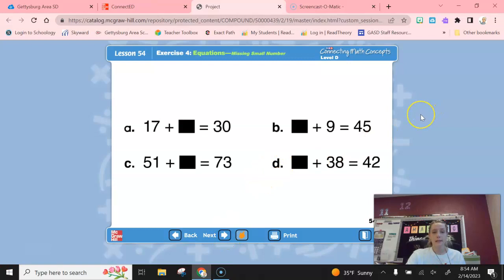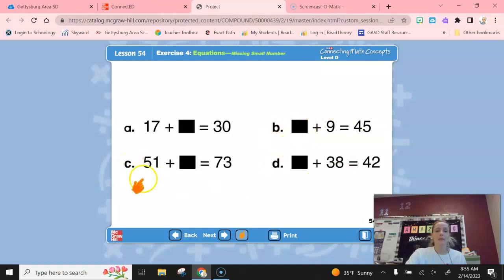Okay, so look at these. We've talked about this before. This is addition. That means we have 2 addends in our answer, or our sum. So if we're missing an addend, what do we have to do with our answer and the addend that we do have? Right, you should say, well, we have to subtract those in order to figure out the answer. So in this case, we would do 30 minus 17. What would we do for B? You should have said 45 minus 9 to get the answer.